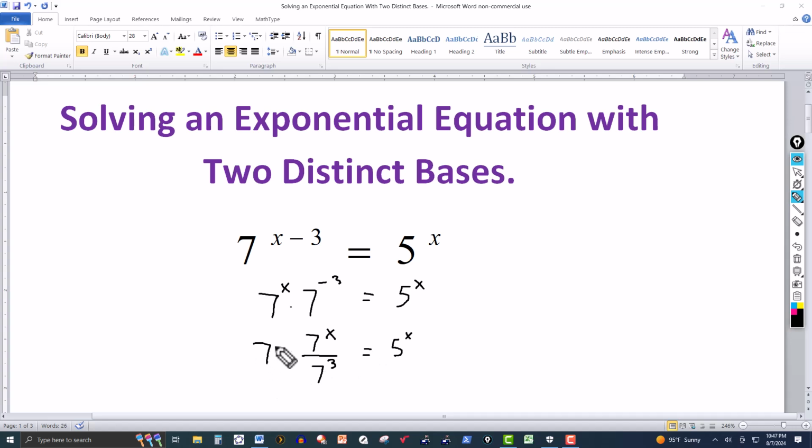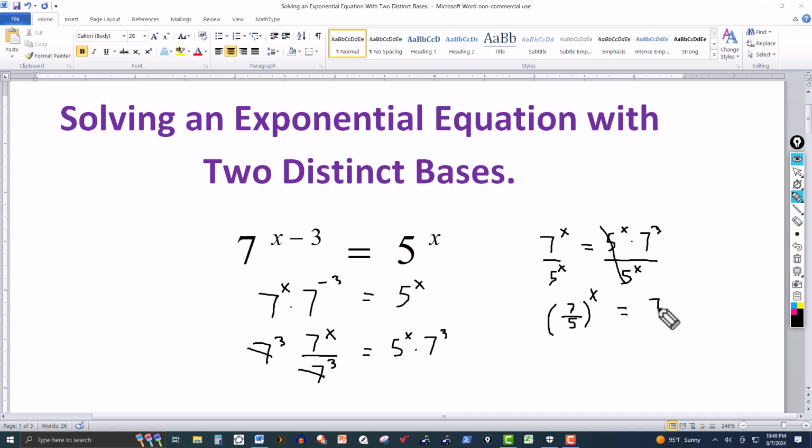Multiply both sides by 7 to the third power. So this cancels over here. And then I've got 7 to the x is equal to 5 to the x times 7 to the third. And I'm going to divide here by 5 to the x. This divides out. And I've got 7 to the x and 5 to the x. Again, using the property of exponents, I can rewrite this as 7 over 5 to the x power. And then over here, I'm left with 7 to the third power.